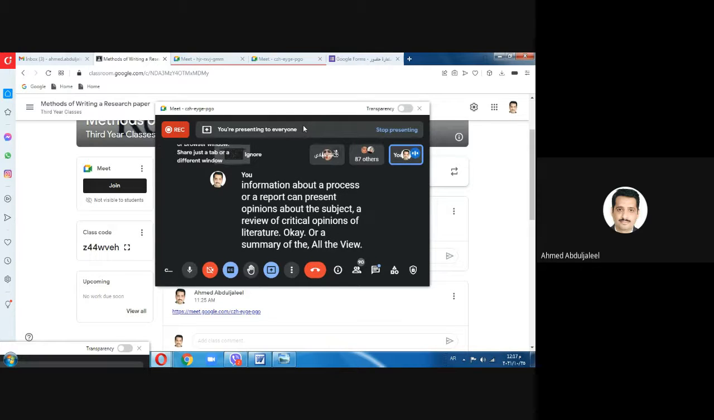So here, what does the report contain? Either just facts only, or different opinions about a subject, a review of the critical opinions, or a summary of views in certain topics. So this is what we call a report. Now, then, what is the difference between a report and a research? Let us see what we have in a research.